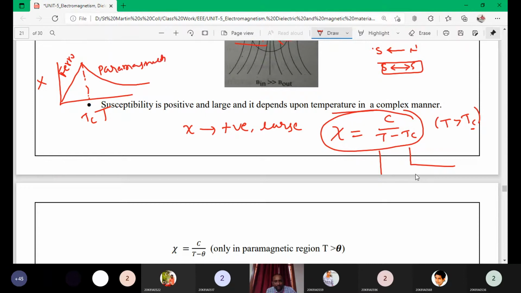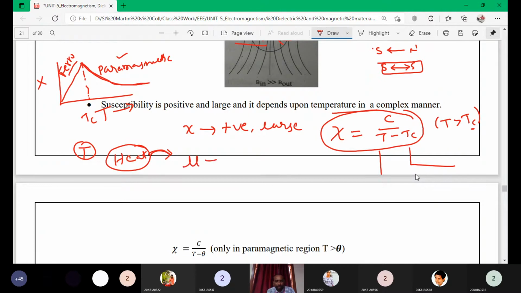Earlier I also discussed this. When you heat any magnetic material, it loses its properties, loses its nature. Here also in this curve, we are increasing the temperature, that means we are heating the material. Up to a particular temperature the magnetic properties increase. Beyond that temperature the magnetic properties decrease. That is what a paramagnetic material is.